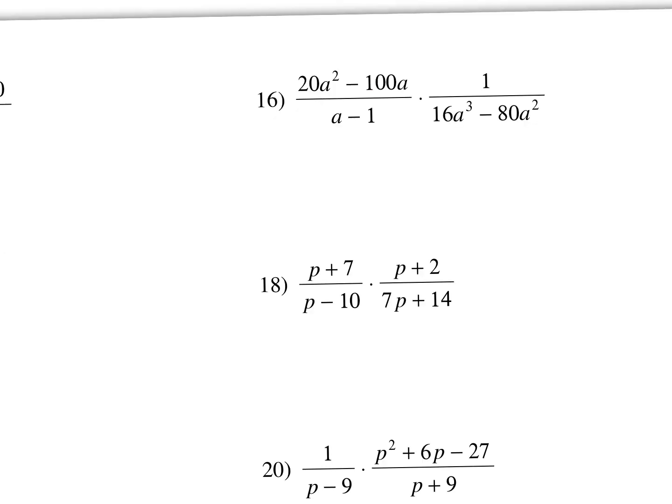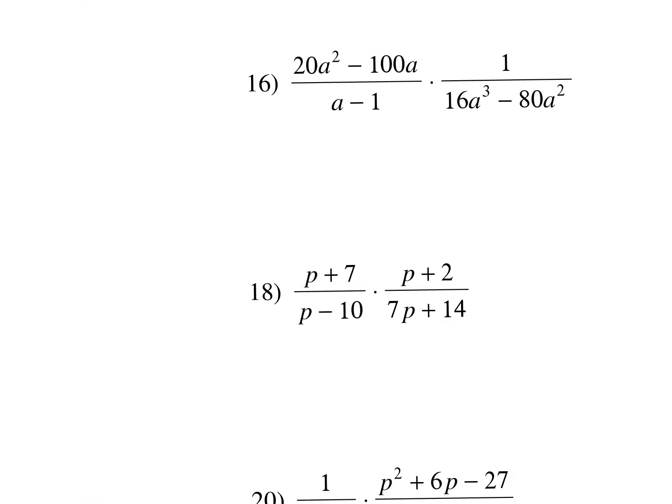The next problem we're going to look at is also from the multiplying rational expressions homework, and it is going to be problem number 16. And so once again, I have 4 locations: numerator, denominator. And the first thing I'm going to do is try to factor in all of those different locations.